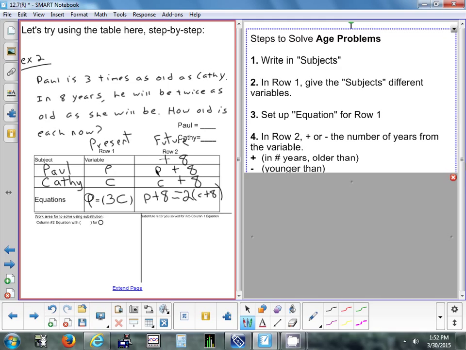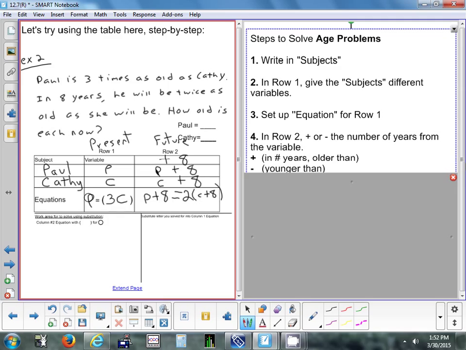So when we're doing these, think of row 1 as the present. Think of row 2 as the future. The only reason why we didn't put present and future, guys, is when we do this stuff tomorrow, we want to be able to use the same template. We don't want to change it too much. We want to be able to use the same thing. That's why we did row 1 and row 2.